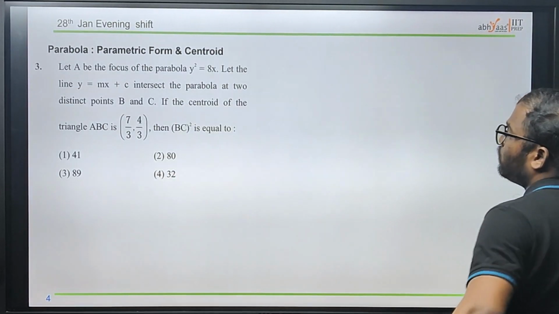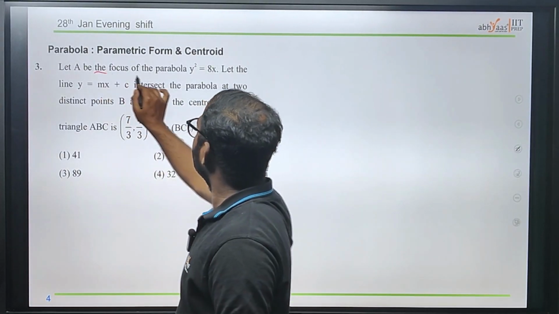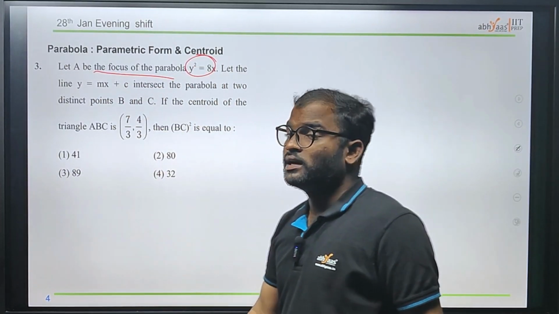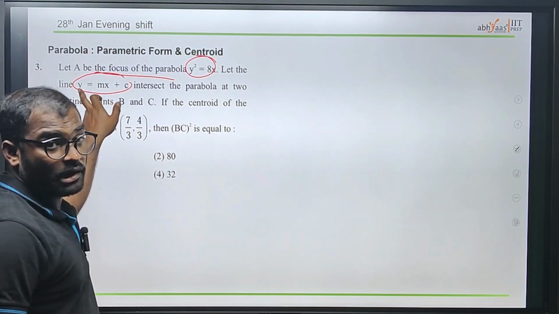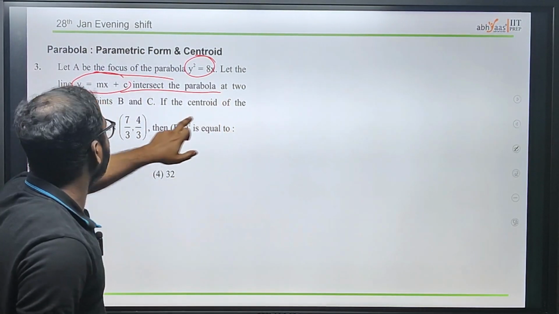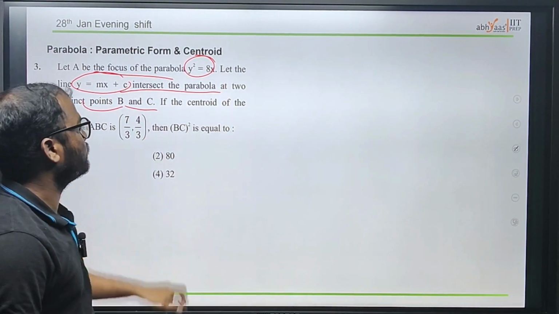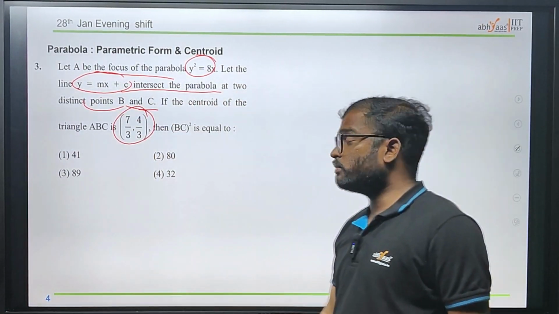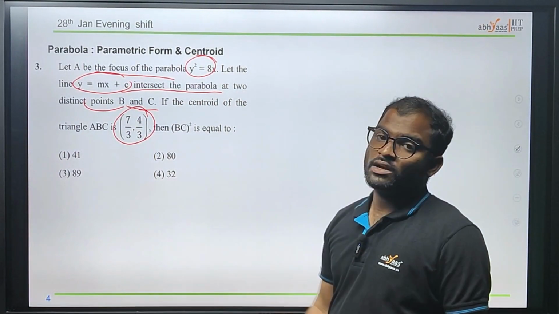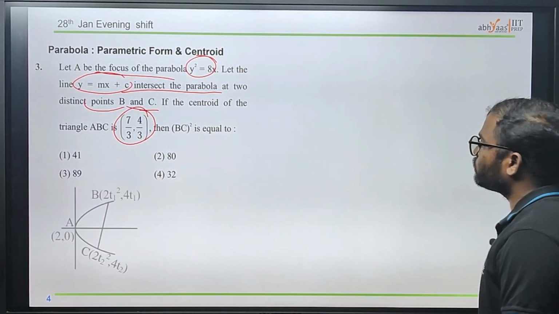Next thing we have on the basis of parabola. Let A be the focus of the parabola y square is equal to 8x. Let y equal to mx be the line which intersects the parabola at two distinct points B and C. If the centroid of triangle ABC is (7 by 3, 4 by 3), then what is BC whole square, like the square of the distance?